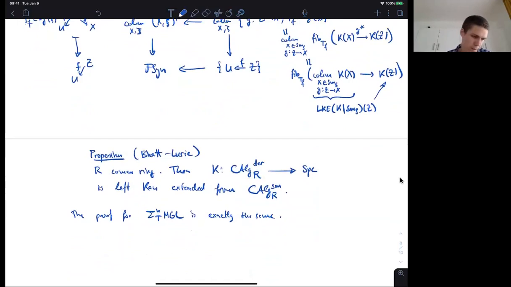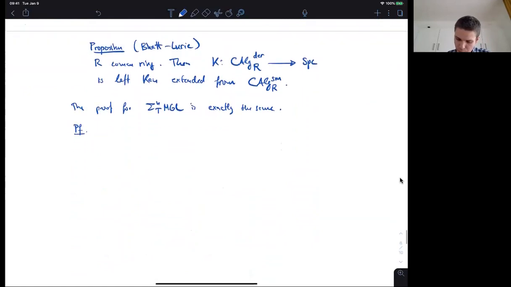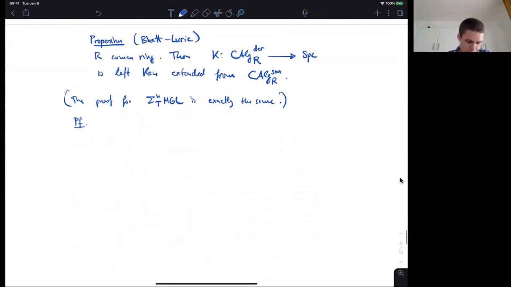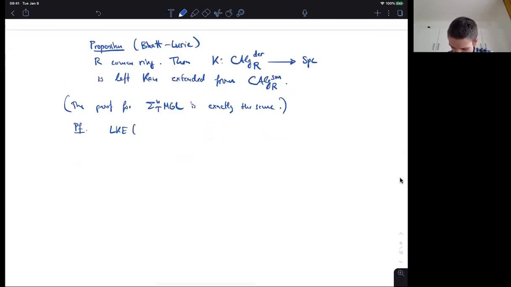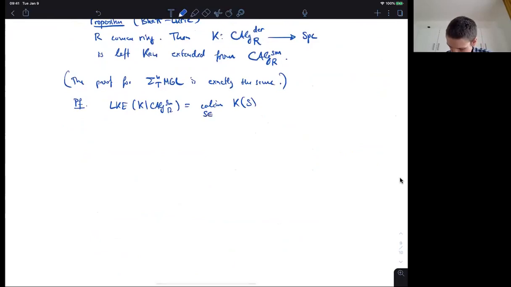Okay, so I think I have time to say something about the proof of this. Let me sketch the proof of the proposition here. So let's just look at the formula for the left Kan extension. If I left Kan extend the restriction to smooth algebras, it's going to be the colimit of K theory of S, where S is a smooth R algebra, and, oh, sorry, I have to evaluate on something.